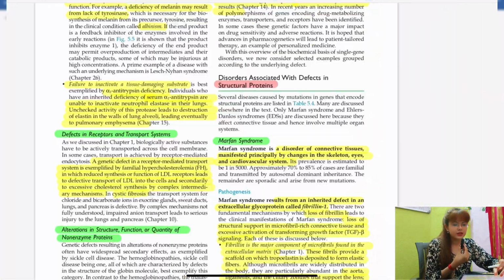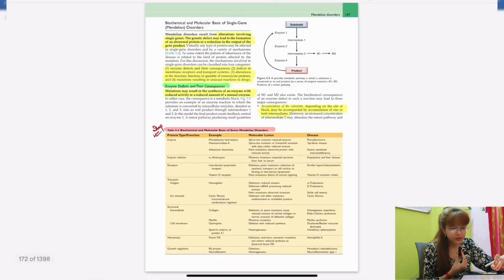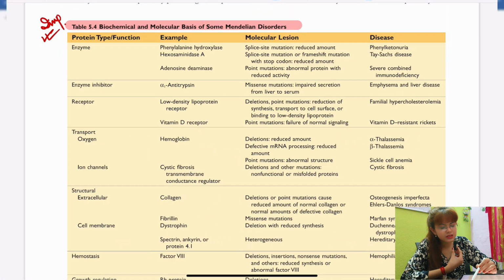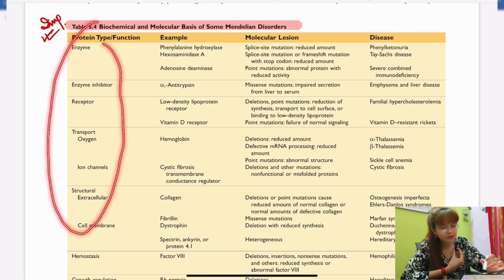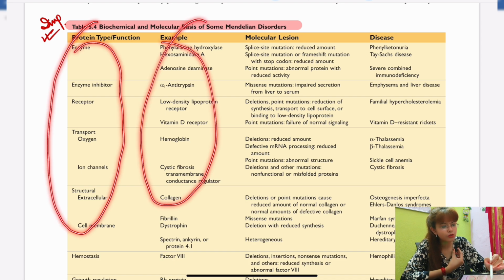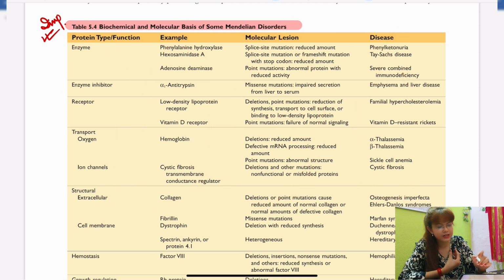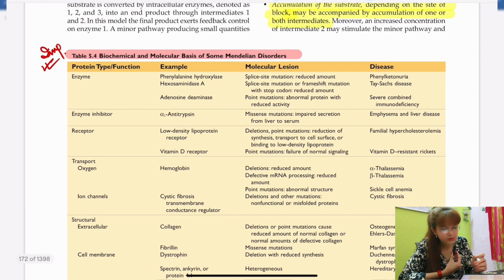Now, this is the first part of this. Now, this is the protein type or the enzymes. These are the examples, and the molecular lesions. These are the diseases. So, this is a very important chart. See how to read this.